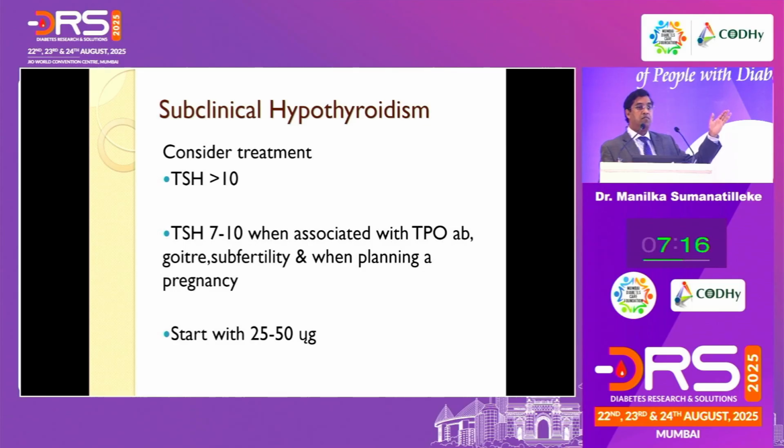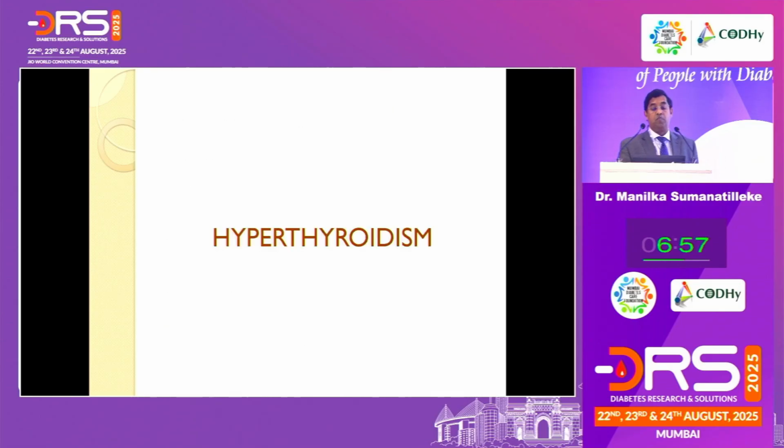Subclinical hypothyroidism, the ATA guidelines: TSH more than 10, free T4 normal, still you treat. 7 to 10 with antibody positivity and any other reason, or symptomatic, you could treat. 5 to 7 is very debatable. You take a clinical call and then start with a lower dose and go up on the dose.